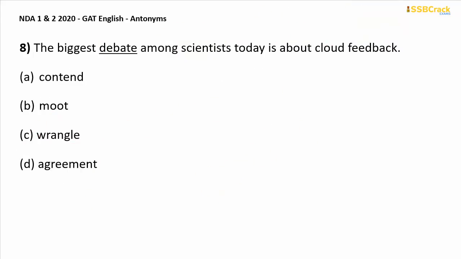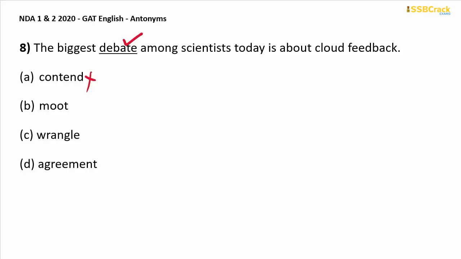The biggest debate among scientists today is about cloud feedback. So debate: when something is in debate, something is in argument, someone is arguing with someone about something. So something which is not debatable is the opposite of debate. So let's find that out. Content means debate, so you can cross this out.